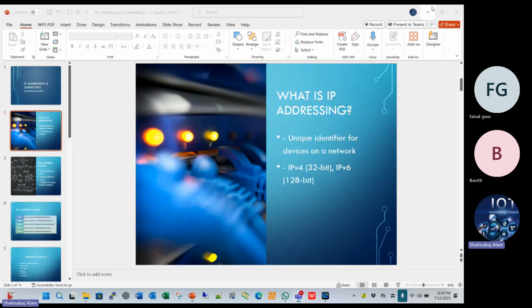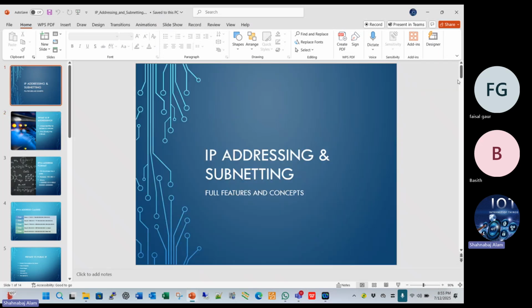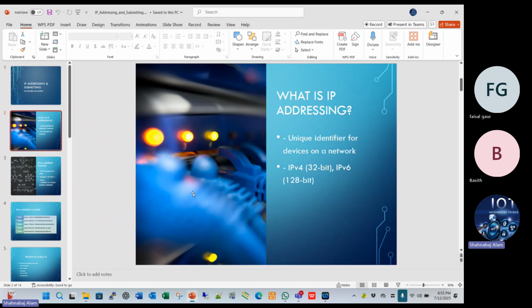So today we are discussing IP and subnetting. First, there are two types of IP. One is IP version 4 and one is IP version 6. IP version 4 is 32-bit and IP version 6 is 128-bit, right?